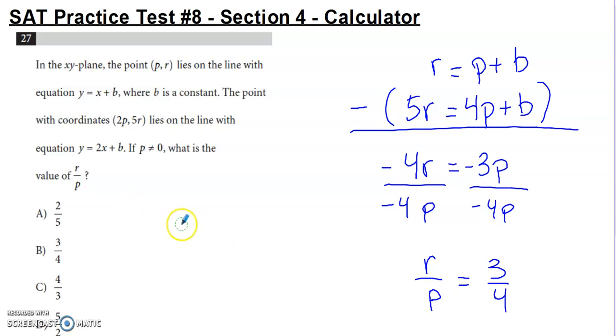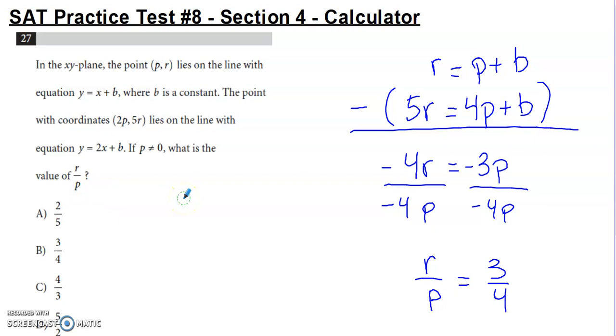So in problem number 27 here, they're talking about the xy plane and the point p comma r lying on the line with equation y equals x plus b, where b is a constant. They give us another set of coordinates also involving the variables p and r. And this ordered pair lies on a different line, y equals 2x plus b. So we see that within the equations both contain y and x and both contain b. What we want to do is determine the value of r divided by p.